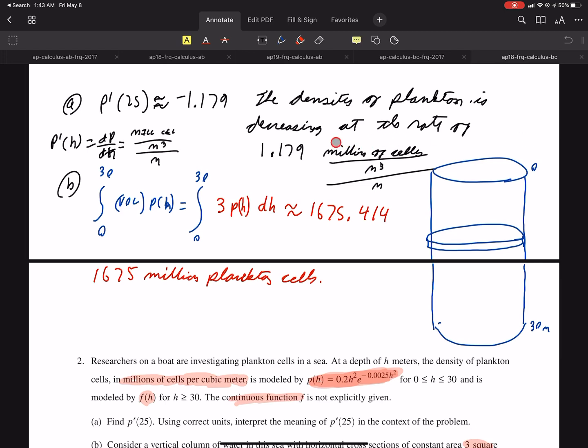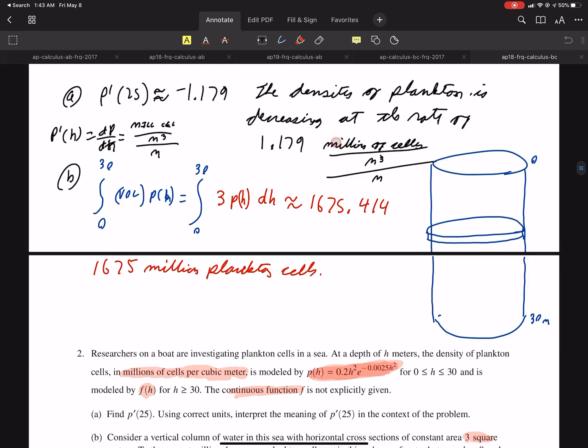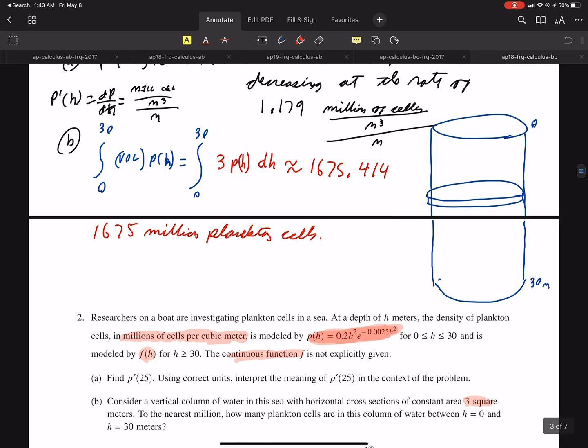So all that's fine. Now part B: consider the vertical column of water in the sea. I drew a column here. It doesn't have to be cylindrical. I just chose it to be. You could have made it a square or a triangle. It's just a column of water. I chose a cylinder because it just seemed easier to do.